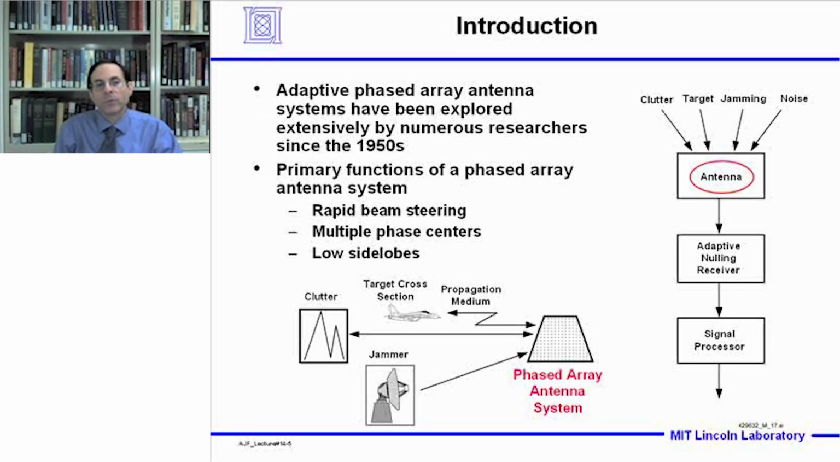So by way of introduction, adaptive phased array antenna systems have been explored by numerous researchers since the 1950s. And the primary functions of a phased array antenna system are to provide rapid beam steering, in some cases multiple phase centers, and low side lobes.